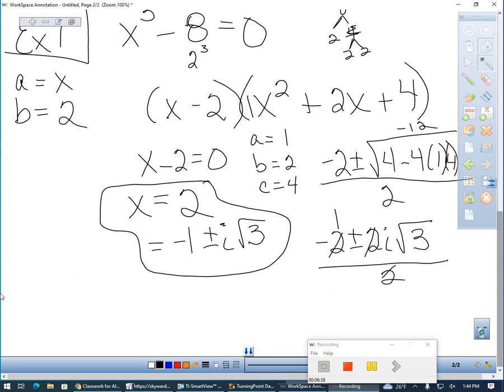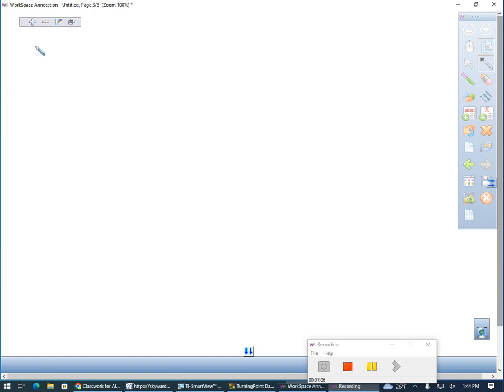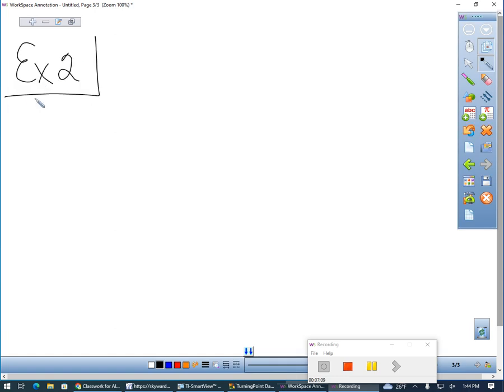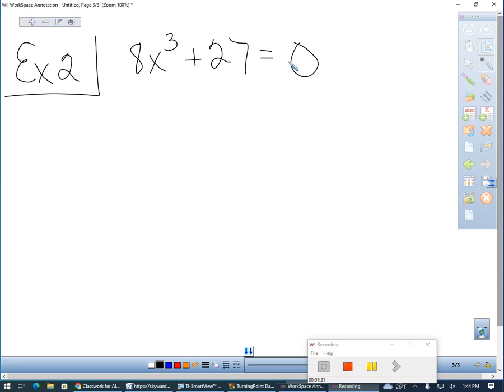Okay? Thank you. All right, here's example number 2. So let's say I have 8x to the third plus 27 equals 0. So the first one is actually a perfect cube. It is 2x times 2x times 2x, right? So my A value is 2x. The second term is also a perfect cube. It is 3 times 3 times 3, or my B value would be 3.